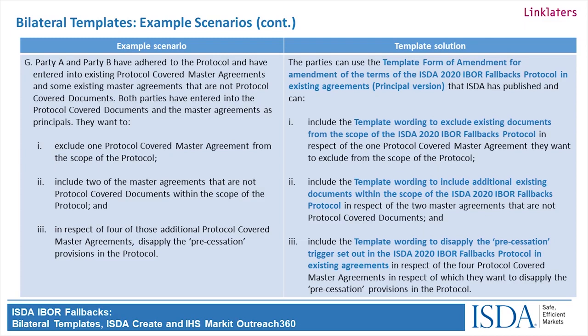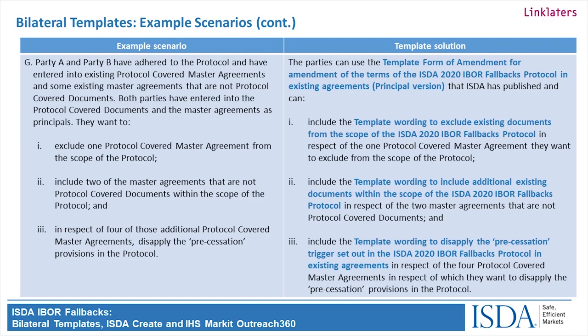and then identify the protocol covered master agreement that they want to exclude. They can then drop in the template provision that allows for the scope of the protocol to be extended to cover additional documents. So in relation to the 2 master agreements that would not otherwise be protocol covered documents. And then finally, they can include the template wording to disapply the pre-cessation trigger for those 4 protocol covered documents or protocol covered master agreements where they want those provisions to be disapplied.